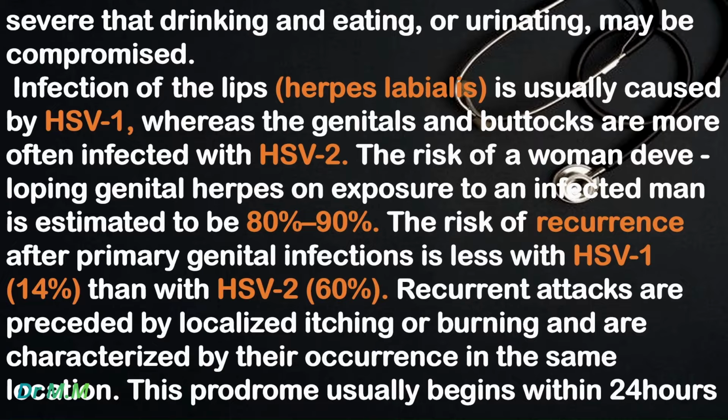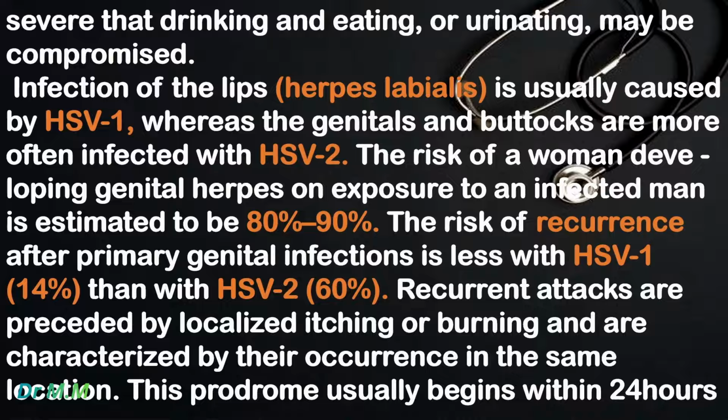Infection of the lips, also called herpes labialis, is usually caused by HSV1, whereas the genitals and buttocks are more often infected with HSV2. The risk of a woman developing genital herpes on exposure to an infected man is estimated to be 80 to 90%.